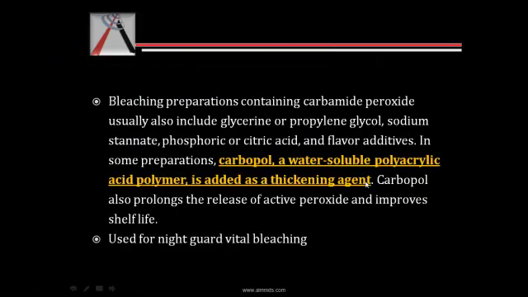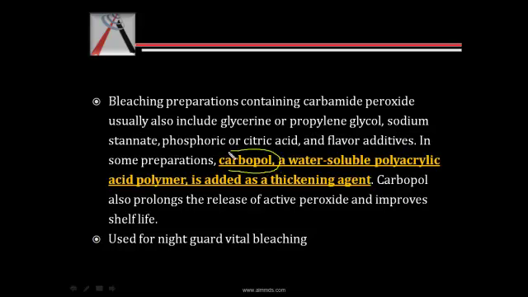Now, bleaching preparations containing carbamide peroxide usually include glycerin, propylene glycol, sodium stannate, phosphoric or citric acid, and flavor additives. So basically these are the supporting agents wherein propylene glycol, glycerin, etc. are the vehicles. In that, carbopol, which is a water soluble polyacrylic acid polymer, is added as thickening agent.